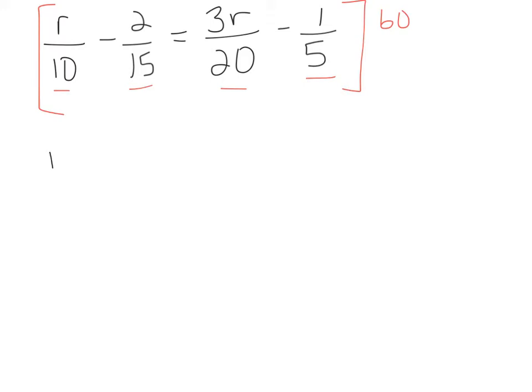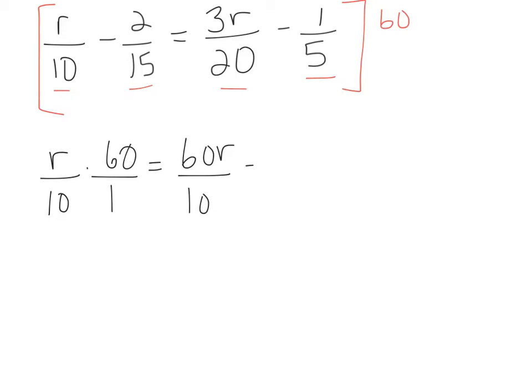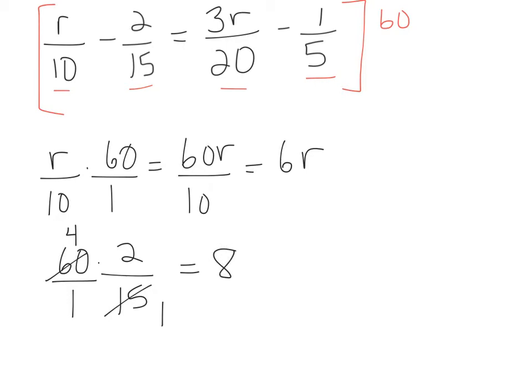So we have r over 10 times 60, which is 60r over 10, or just 6r. We have 60 times 2 over 15, and remember that can cross out and become a 1. This can cross out and become a 4, and 4 times 2 is 8.